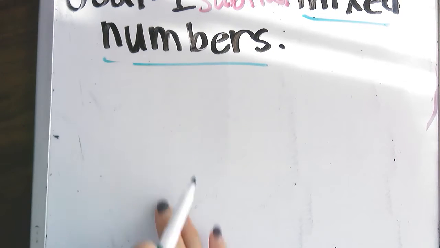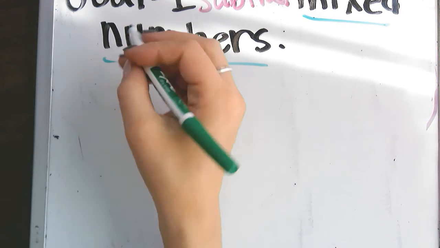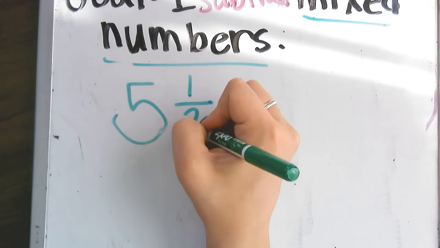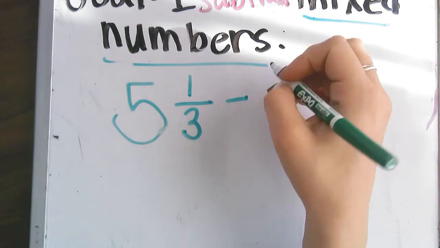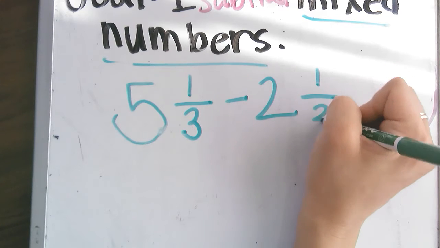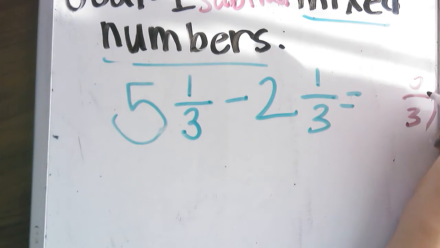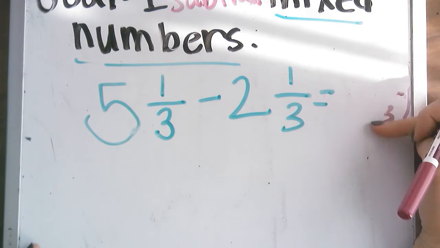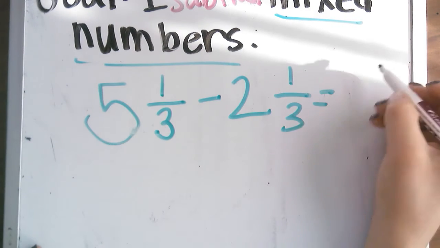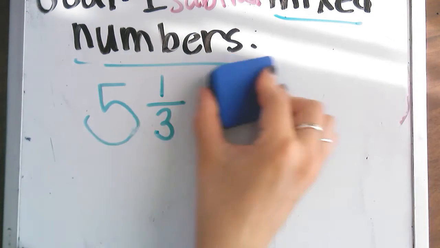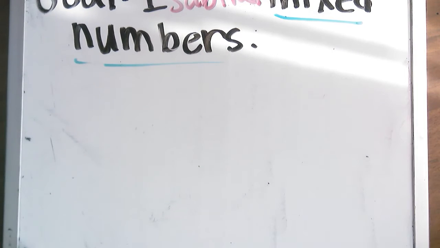Again, it can be up and down, or it can be side to side. So you might also have 5 1/3 minus 2 1/3. So 1/3 minus 1/3 is 0/3, which is also just 0. And then 5 minus 2 is 3. Now, this gets more complicated because sometimes we need to regroup.